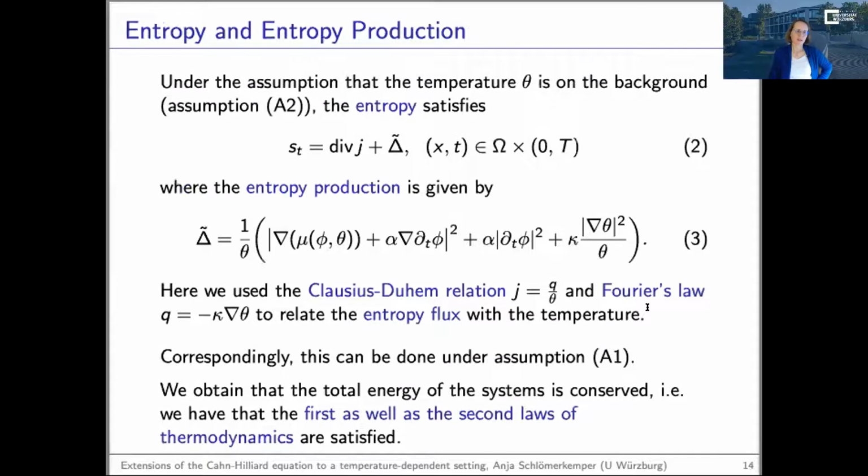In order to have a thermodynamically consistent model, we also look at the entropy and entropy production. We want the first and second law of thermodynamics to be satisfied. There are maybe too many technical details in here, so don't worry about the formula. The message of this slide is written here at the bottom. We obtain that the total energy of the system is conserved, so the first law of thermodynamics is satisfied. We also make sure that the Clausius-Duhem inequality is satisfied, so we also have the second law of thermodynamics. This gives some more equations that we can put together.